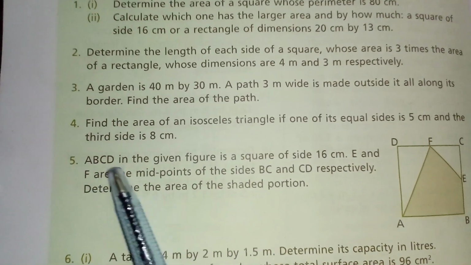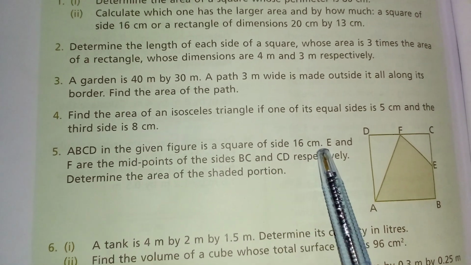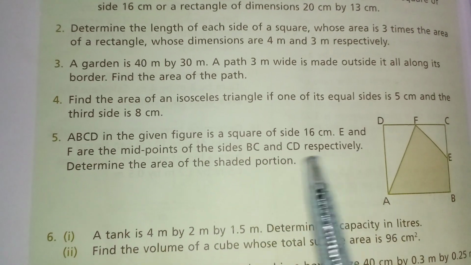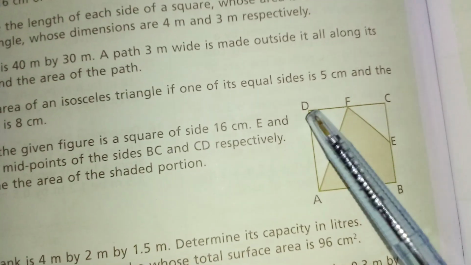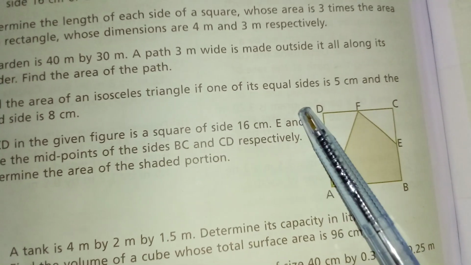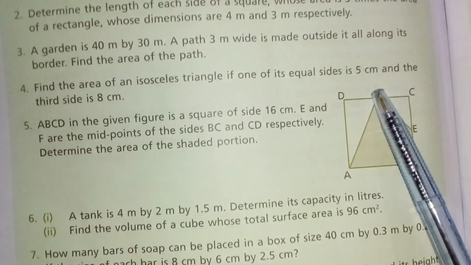Question number 5. ABCD in the given figure is a square of side 16 centimeter. E and F are the midpoints of the sides BC and CD respectively. Determine the area of the shaded portion. So student, in this question, the area of square we have to find when the length is given. Length is 16 centimeter, so area of the square is 16 centimeter multiplied by 16 centimeter.